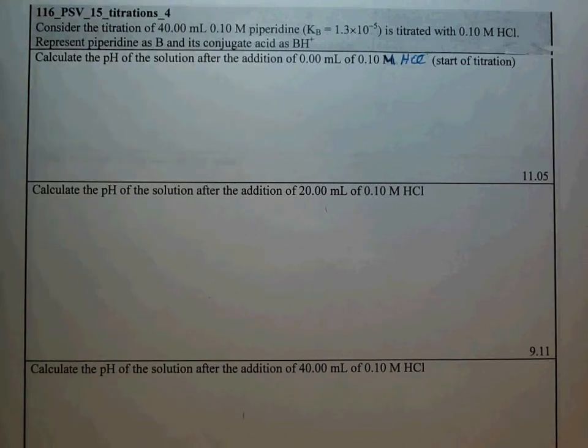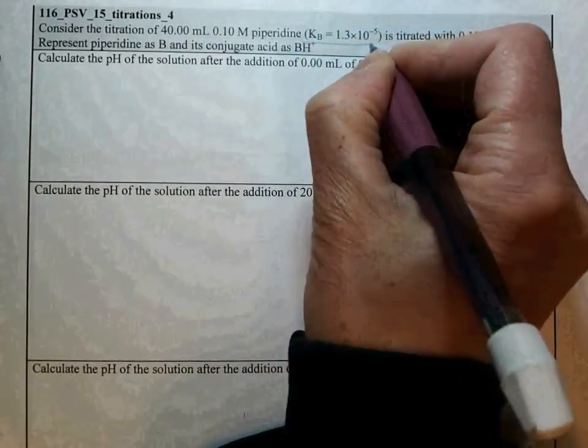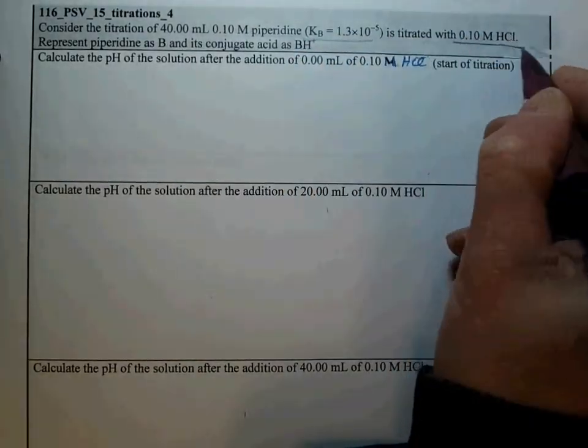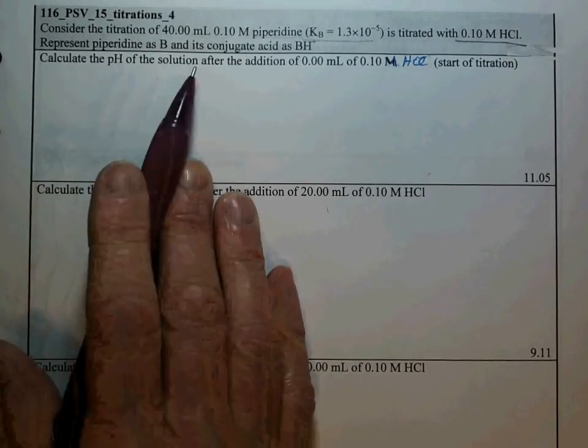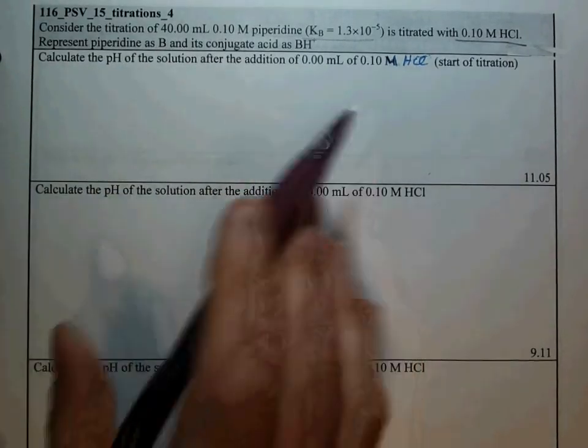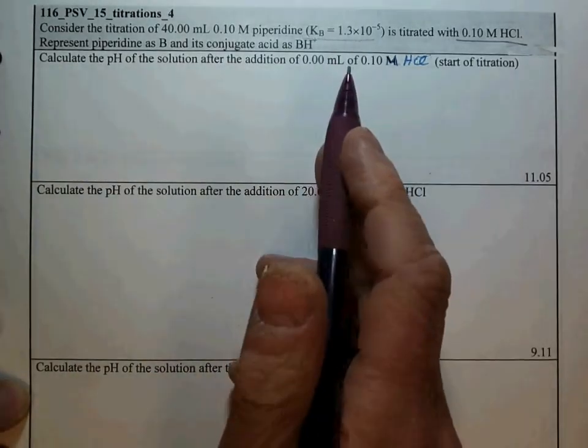This is a titration of a weak base, and we're given a value of Kb with a strong acid. The first question is the pH of the solution at the start before we add any HCl. What's present is only our weak base, so this is a weak base problem.